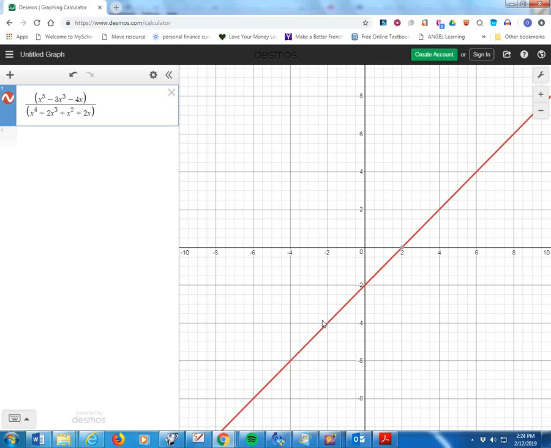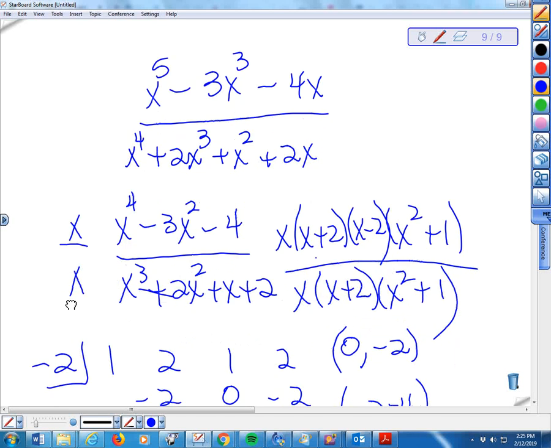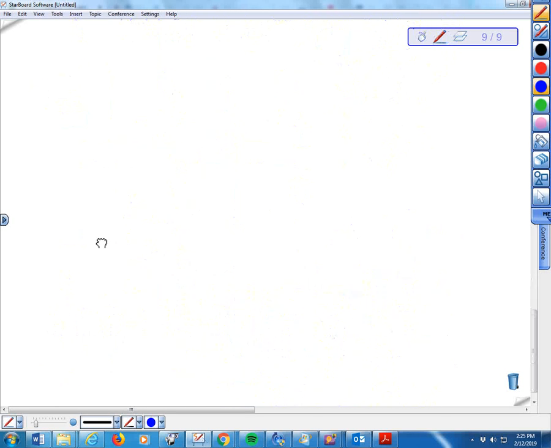Okay. Let's do one more. This time we'll do one. Well, let's do another one. Do you guys need practice on long division or not? Okay, let's just do one that's the other way then, where the degree on bottom is less than the degree on top.